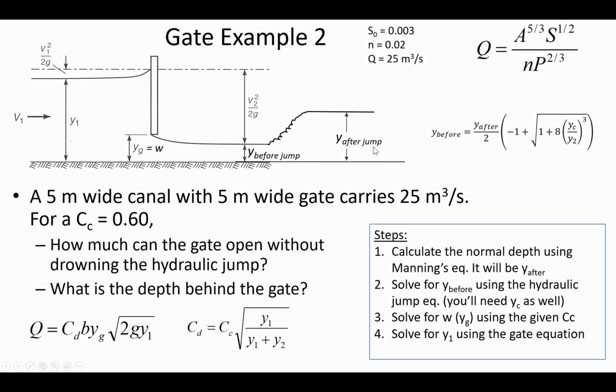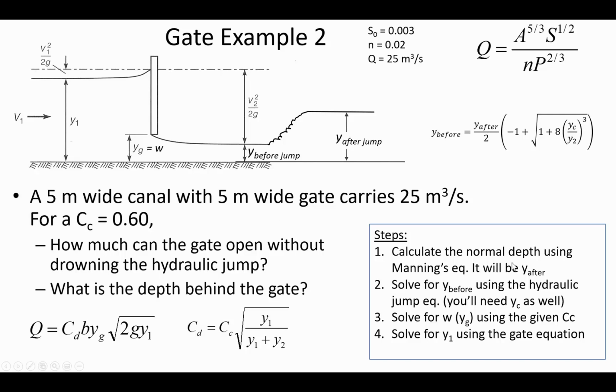Here in this example is what I wanted to reserve a little extra time for us because there's lots of stuff that's happening here all at once. We've got a hydraulic jump that's happening, and we'll be able to calculate the depth after the jump. In this case we know the width of the canal and the width of the gate is the same, and we know the flow rate that it's carrying, and so we want to find out how much can the gate be open. So what is W that will allow you to not drown the hydraulic jump?